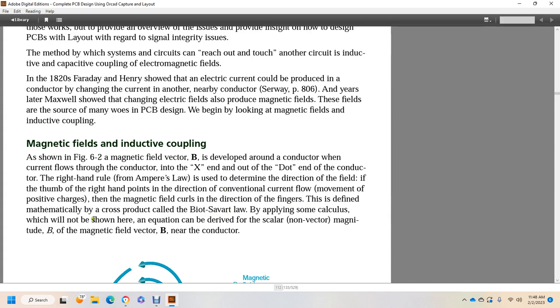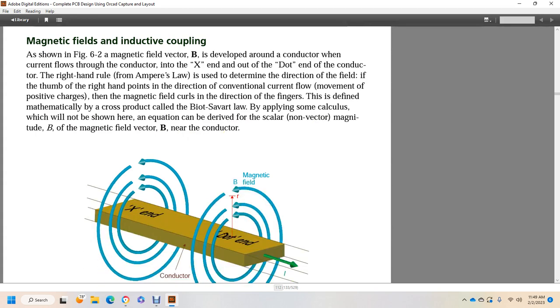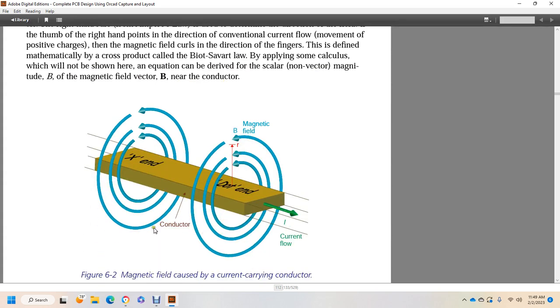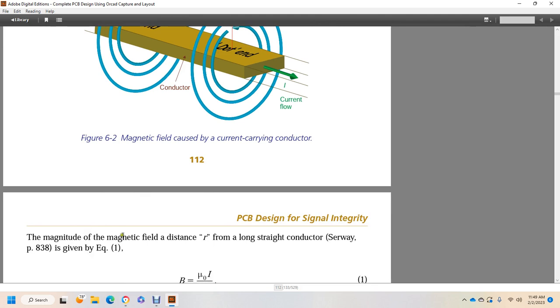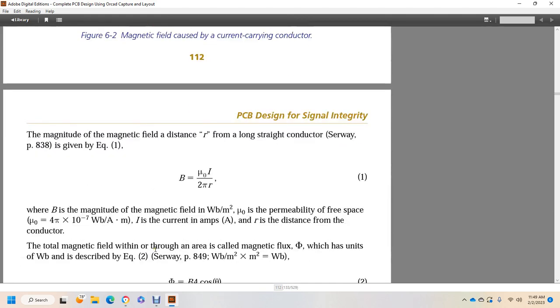By applying some calculus, we arrive at an equation for the scalar magnitude B of the magnetic field vector B near the conductor. Figure 6.2 shows the magnetic field B around a current-carrying conductor, with the current into the X end and out of the dot end. The magnetic field at distance R of a long straight conductor is given in equation 1, where B is the magnitude of the field in Wb per meter squared, mu is the permeability of free space, I is the current in amps, and R is the distance from the conductor.